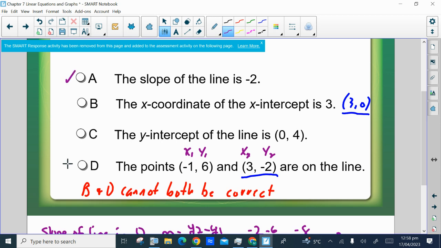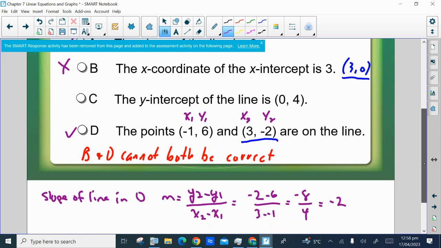So if only one of these statements is incorrect, and we've now seen that A and D is correct, that would tell us that B would be the one that is incorrect. Because B and D cannot both be correct. We've established that D is, therefore B is not.